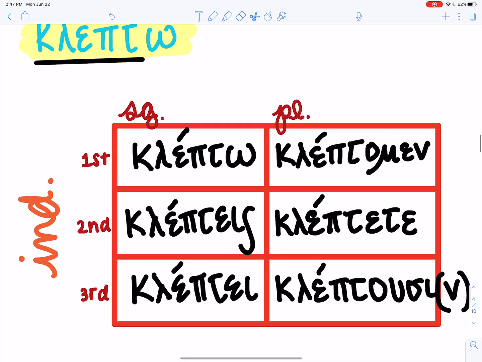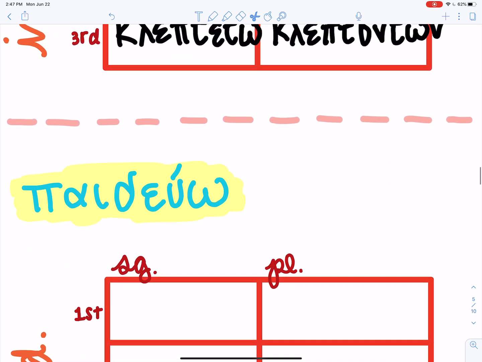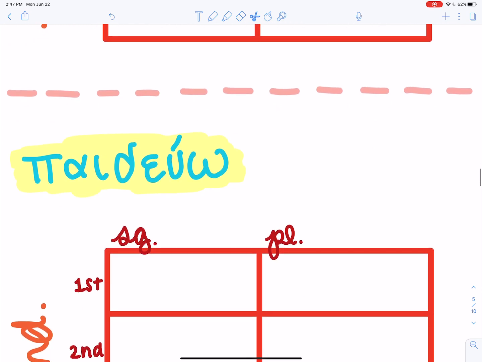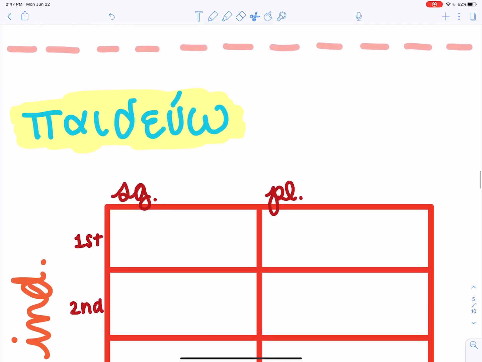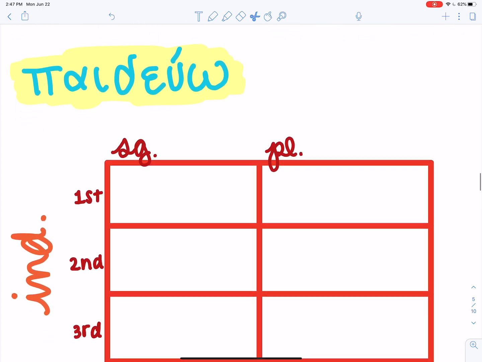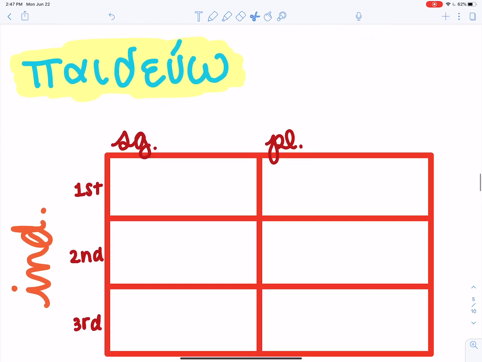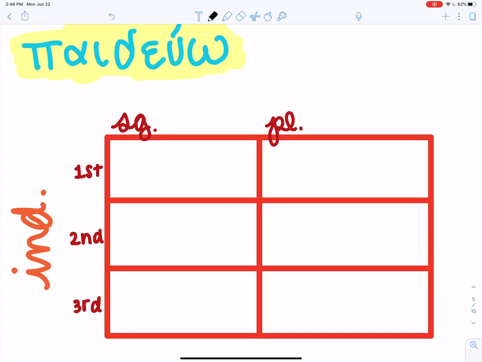And now for our second example, we're going to be using paideuo, which means to teach. And with this one, we are going to be translating each form as we go to solidify our understanding of translation. So first person singular, present active indicative of paideuo, to teach, is just paideuo. So we'll write it. Paideuo. To place our accent, we're going to put the acute on the ultima again.